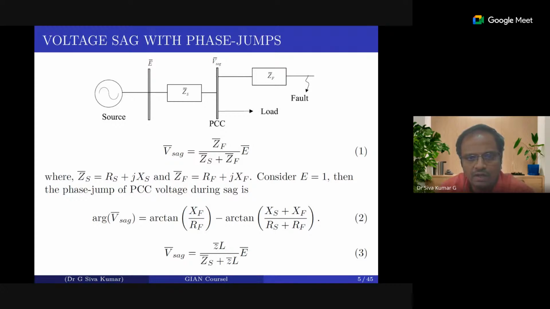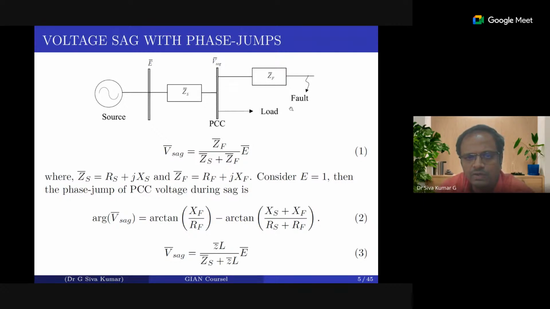Okay. I'll try to brief about one of the voltage quality issues, the voltage sag. This voltage sag is a phenomenon which occurs due to a fault in the system. You are going to have a fault in the system, maybe in the microgrid also. You are going to have a three-phase fault, a single line to ground fault, or a double line fault.